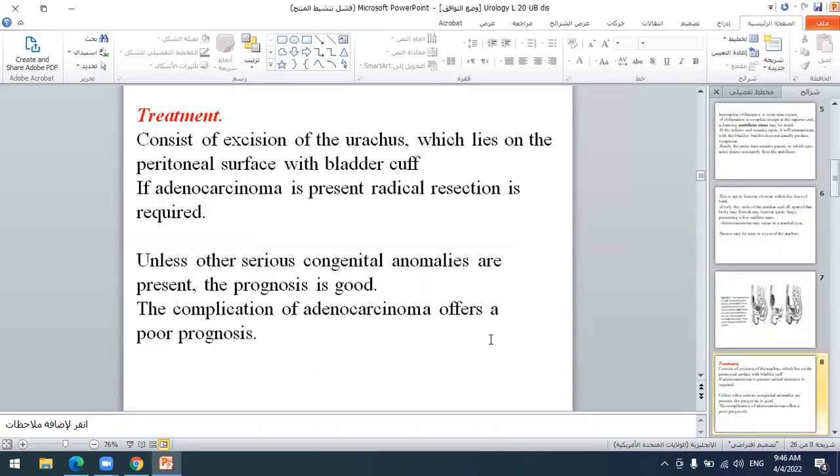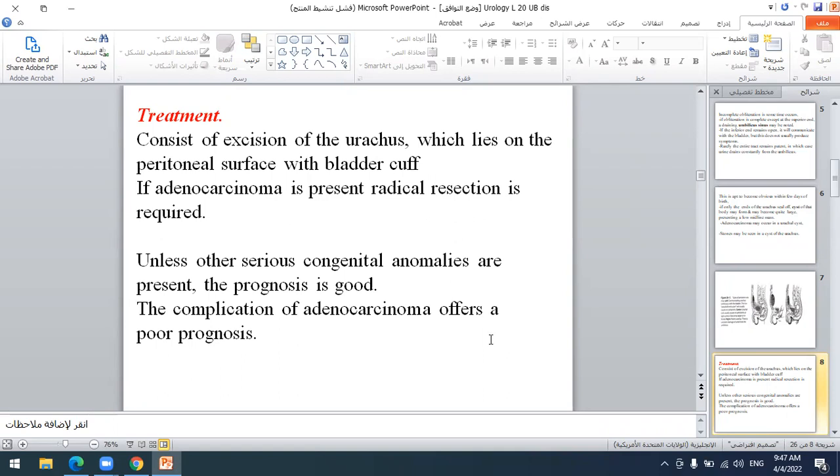Treatment consists of excision of the urachus, which lies on the peritoneal surface, with a bladder cuff. If adenocarcinoma is present, radical resection is required. Unless other serious congenital anomalies are present, the prognosis is good. The complication of adenocarcinoma offers a poor prognosis.